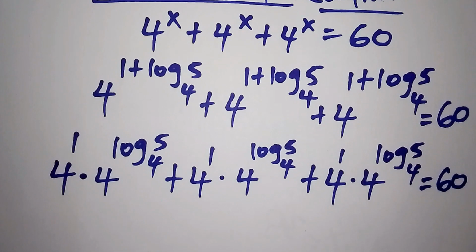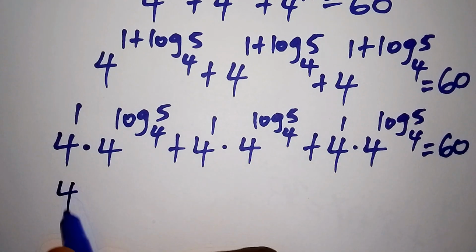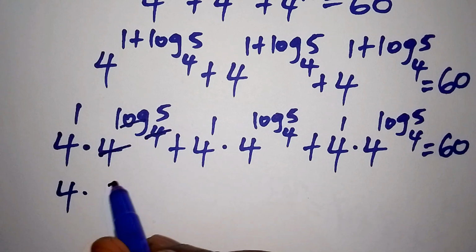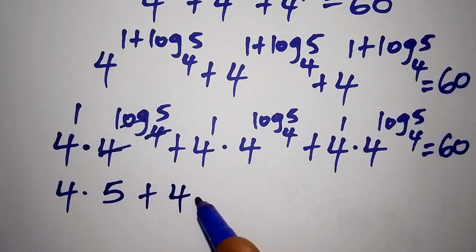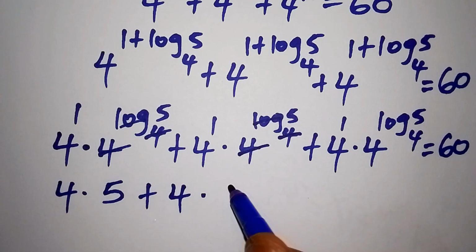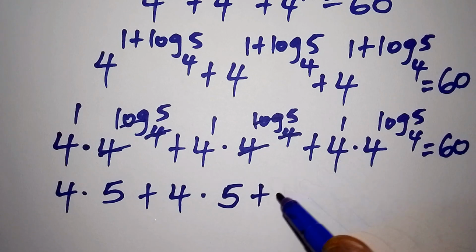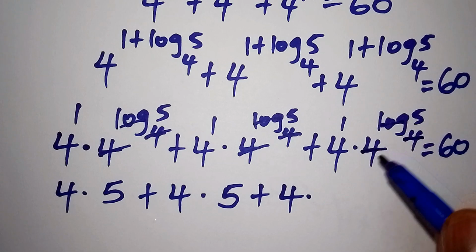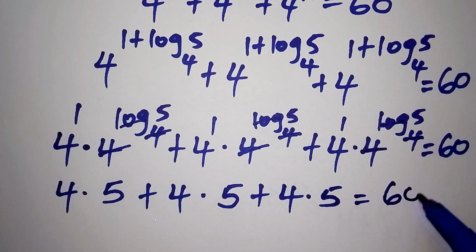So in this case, 4 to the power of 1 is 4, multiplied by the log to the base of 4 shall cancel this 4. So now we shall have 5, plus 4 to the power of 1 is 4, multiplied by the log to the base of 4 shall cancel this 4, so we have 5, plus 4 to the power of 1 is 4, multiplied by the log to the base of 4 cancels this 4. So 5 is equals to 60.